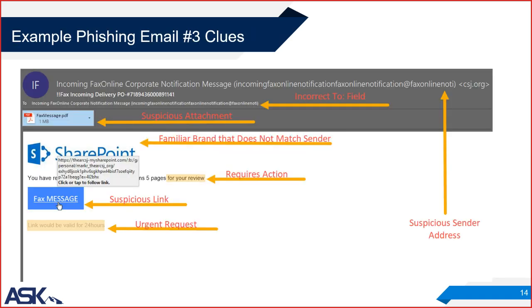So this is a great email because now what we have is an attachment. We have a very common brand. We have SharePoint in this case, a brand that's not necessarily associated with what this email contains, which is allegedly a fax. It has a suspicious sender address. It's asking you to take some action. It's asking you to take it urgently because you only have a short amount of time before it's no longer available. This is kind of your ideal example of a phishing email. It has all of the telltale signs.